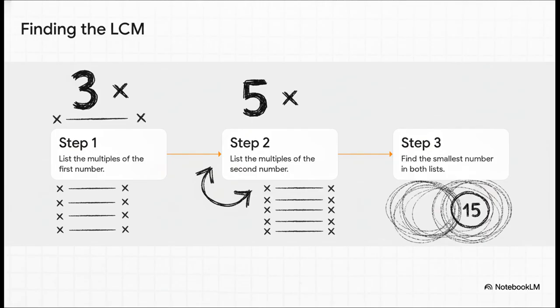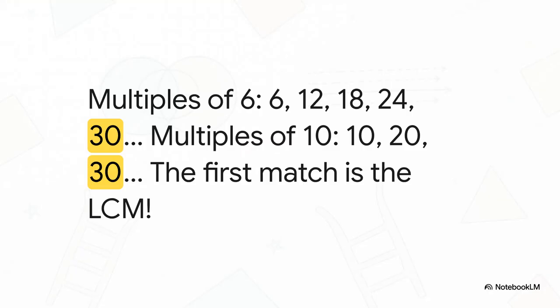First, you just write out the times table for your first number. Then you do the exact same thing for the second number. And finally, you just look at both of your lists and find the very first number that they have in common. That's it. Let's go back to our original problem. So, here are the multiples of 6, and here are the multiples of 10. As you scan across both lists, what's the first number that pops up in both? You got it, it's 30, and that's our LCM.